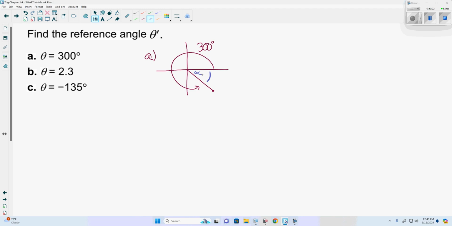So to find this angle alpha, we take 360 because it's in quadrant 4 and subtract the given angle from it. So 360 minus 300 would be 60. So this angle here is 60 degrees. Our reference angle for this would be 60. Questions on this here?